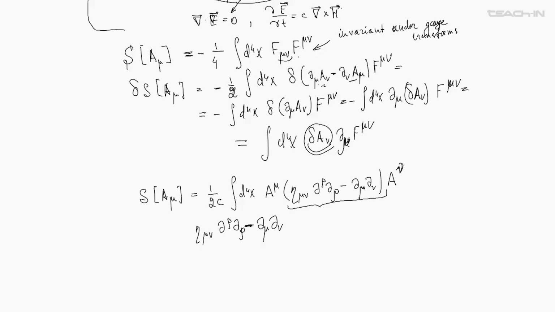What is a kernel? Kernel is a function, actually it can be a vector, such that if this operator acts on it, the result is 0. And so what is the kernel? Kernel is exactly the gauge transformation.